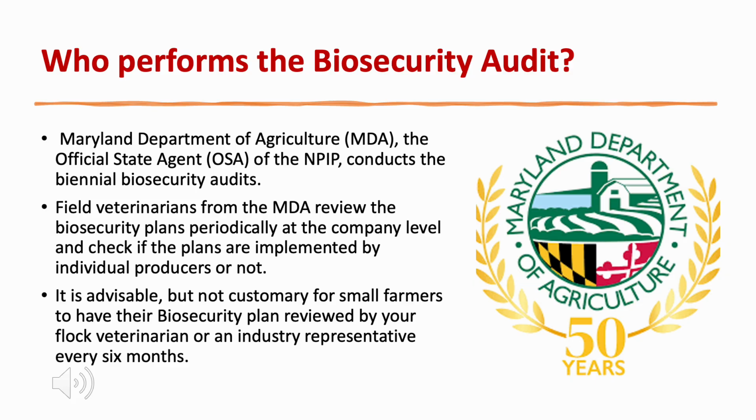Who performs the biosecurity audit? The Maryland Department of Agriculture, MDA, the official state agent, OSA, of the NPIP, conducts the biennial biosecurity audits. Field veterinarians from the MDA review the biosecurity plans periodically at the company level and check if the plans are implemented by individual producers or not. It is advisable but not customary for small farmers to have their biosecurity plan reviewed by their flock veterinarian or an industry representative every 6 months.